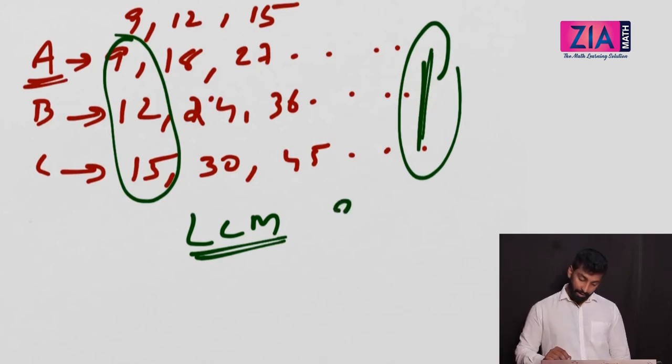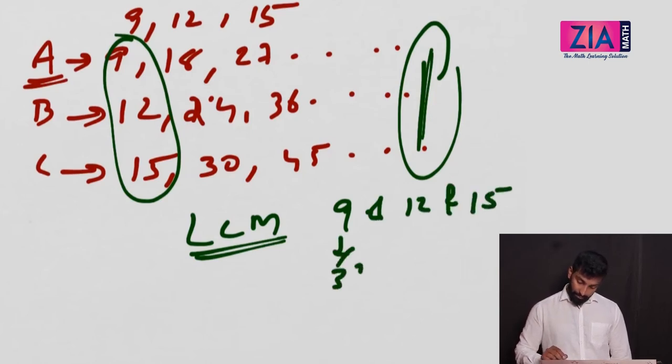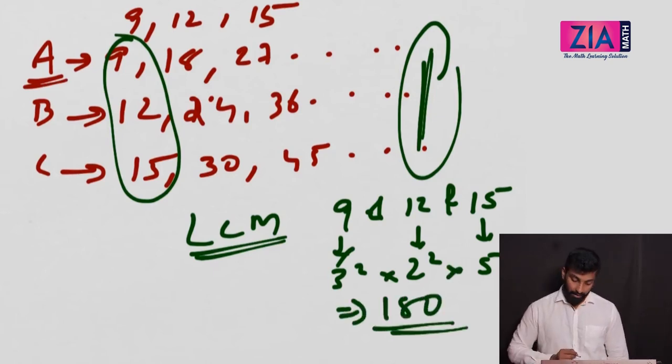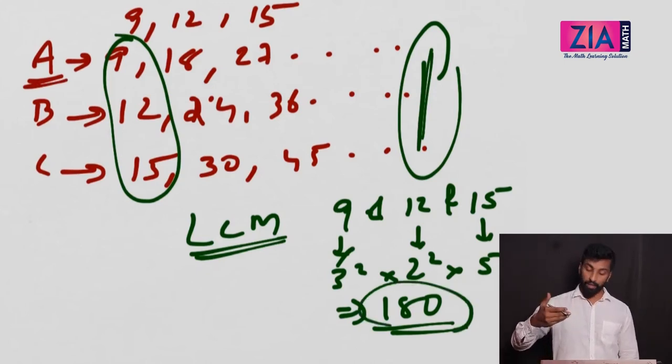When you find the LCM of 9, 12 and 15, you write 9 as 3 squared, 12 as 2 squared into 3, so you take 2 squared only because 3 is already taken, and 15 as 3 into 5, so you take only 5. So you will get the LCM as 180. After 180 minutes, all three will ring again together.